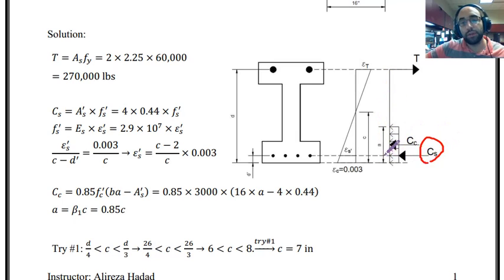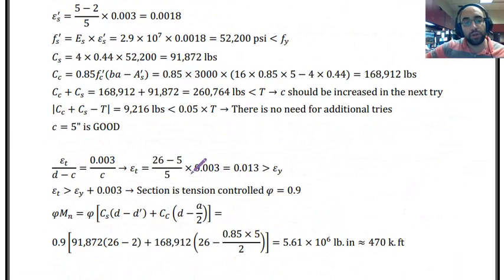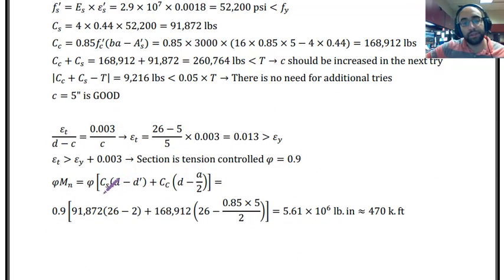That's the only difference. So for calculating that, I have to multiply CC by this distance, right? Multiplying this force by this distance that it has to the tension force, and that is, as you can see, d minus d prime, and then multiplying CC, this force, by this distance, which is d minus a over 2. Those are calculated over here. CS multiplied by d minus d prime and CC multiplied by d minus a over 2.